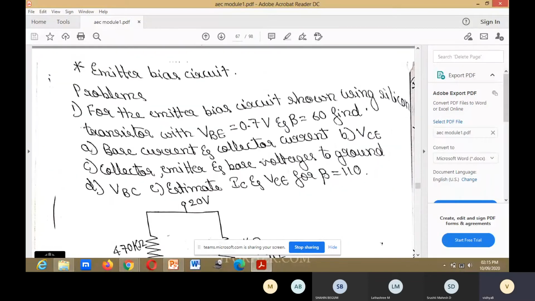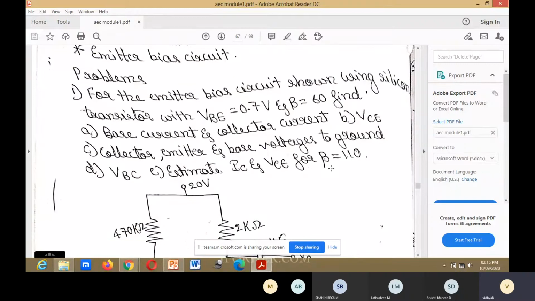Next, we shall go for the emitter bias circuit problems. First one: for the emitter bias circuit shown using silicon transistor with VBE equal to 0.7 volt and beta equal to 60, find base current and collector current, VCE, collector, emitter and base voltages to ground, VBC. Estimate IC and VCE for beta equal to 110.